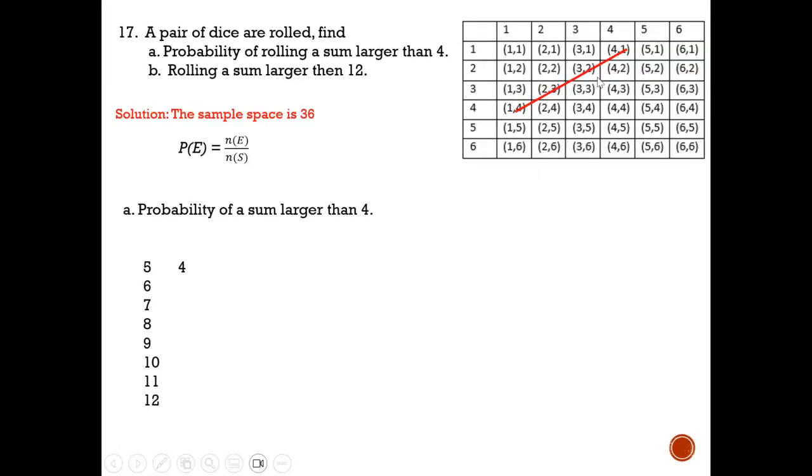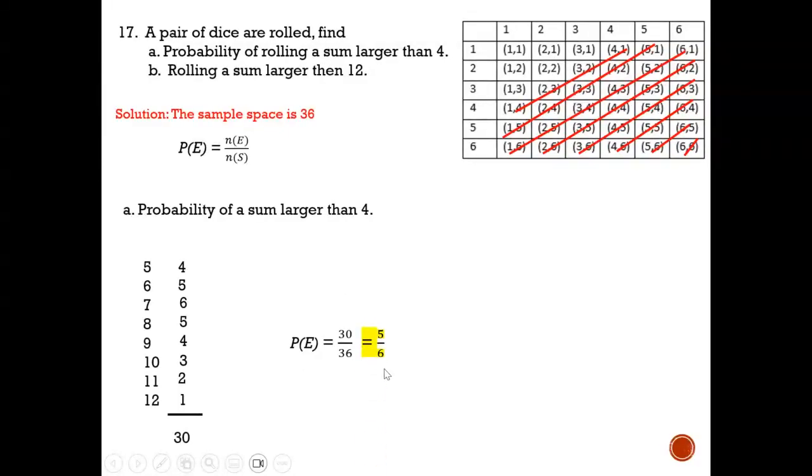This here, guys, will give us the sum of 6, which will be 5. This will be the sum of 7, which will be 6. Sum of 8, which will be 5. Sum of 9, the sum will be 4. Sum of 10 is going to be 3. Sum of 11 is going to be 2. And sum of 12 will be 1. Right? We add them. So it'll be 30 over 36.